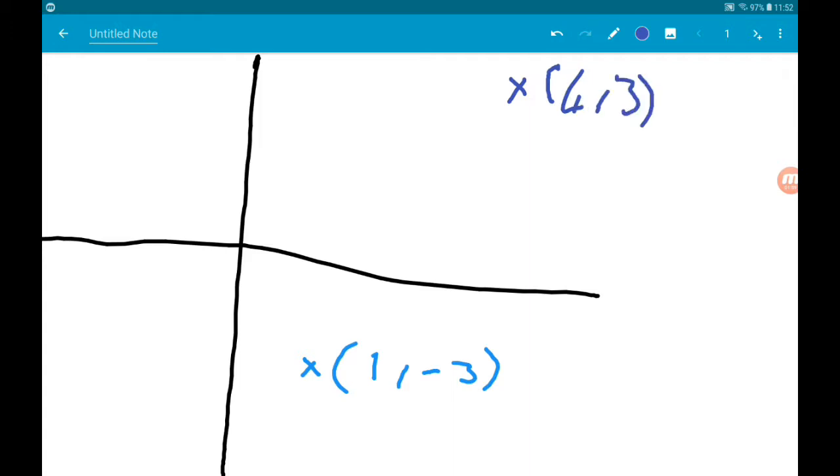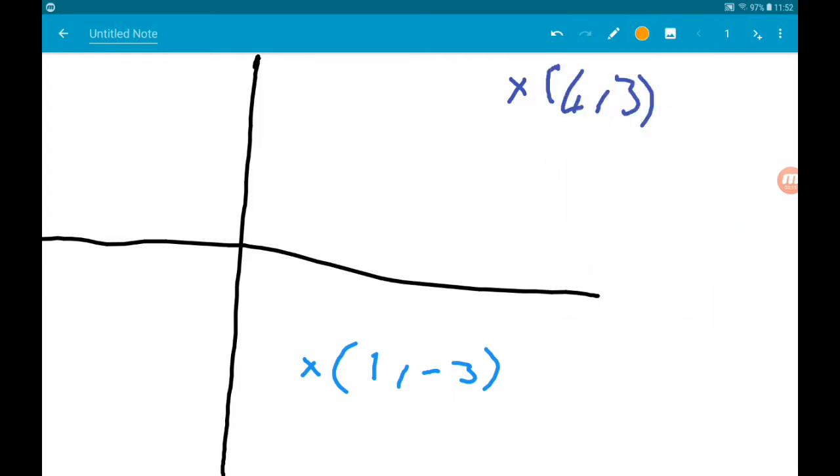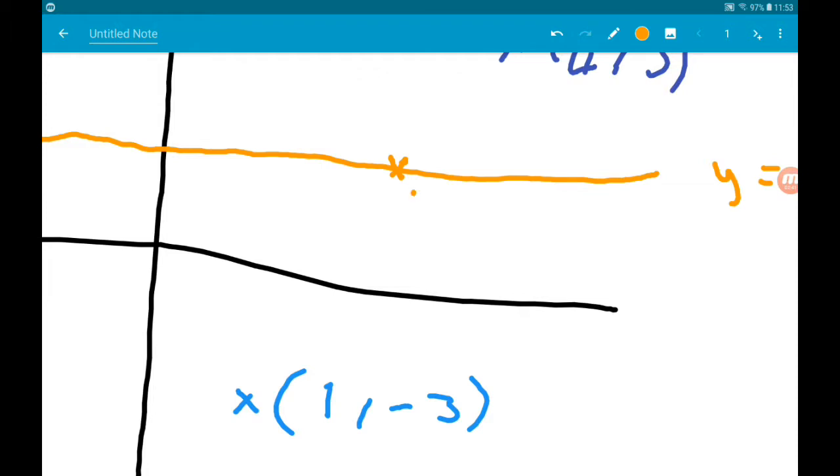Okay, now we know that the point C lies on the line y equals 1. So the line y equals 1 is just a horizontal line going across like that. So the point C lies somewhere on this line. Now we know the y coordinate of C is 1. Now what we're going to do is call the x coordinate x for now.